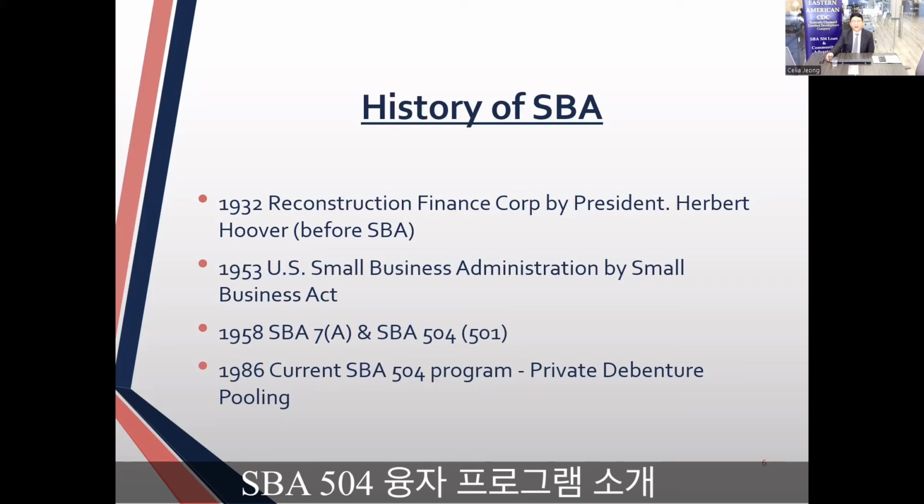Then 20 years passed, and the U.S. Small Business Administration was established by the Small Business Act. Then in 1958, the SBA 7(a) loan and SBA 504 loan were created. At that time, it was called SBA 401. Right now, we are doing private debenture pooling, which was set up in 1986.